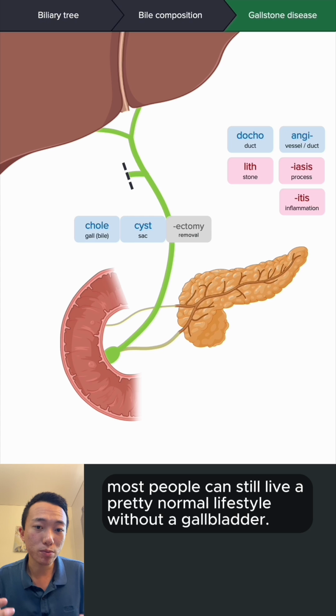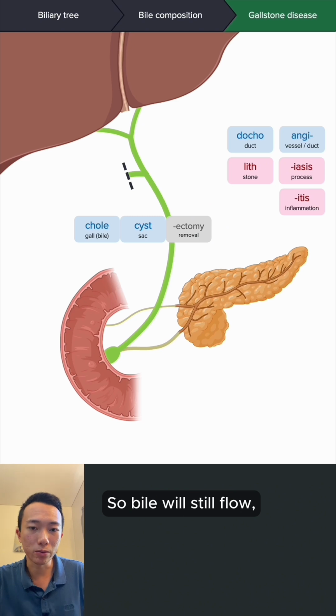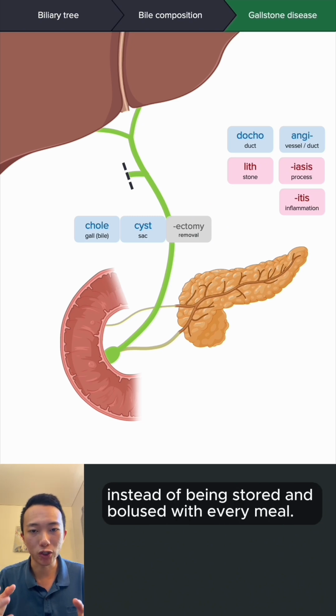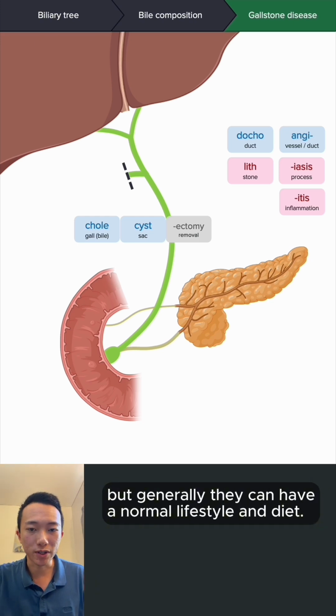I should add that most people can still live a pretty normal lifestyle without a gallbladder. Remember, the gallbladder doesn't produce bile, the liver does. So bile will still flow, it will just do it continuously instead of being stored and bolused with every meal, which means you might potentially get some diarrhea if you have a sudden fatty meal, but generally they can have a normal lifestyle and diet.